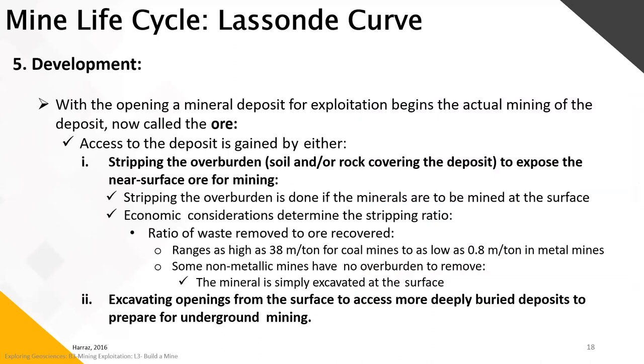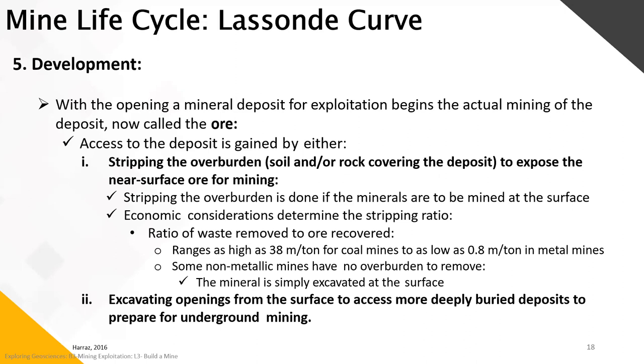With the opening of a mineral deposit for exploitation begins the actual mining of the deposit, now called ore. So once we know that our deposit is good for opening a mine, it has a new tag, which is called ore. Access to the deposit is gained by stripping the overburden, either soil and or rock covering the deposit, to expose the near surface ore for mining. The stripping of the overburden is done if the minerals are to be mined at the surface. Economic considerations determine the stripping ratio, depending also on what ore we are stripping.